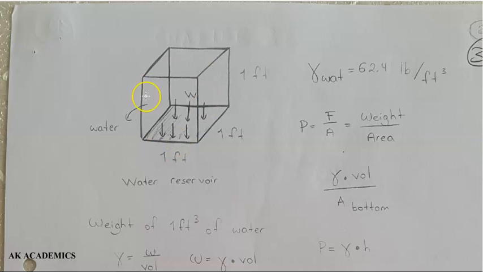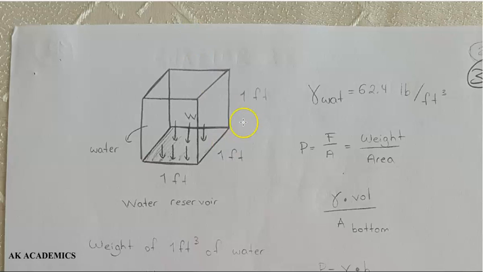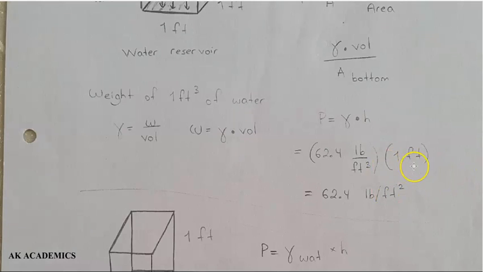If we use this water reservoir as an example, the specific weight of water is 62.4 pounds per cubic feet. The height, as you can see, is 1 foot. So multiply that by 1 foot. That will give us 62.4 pounds per square feet.